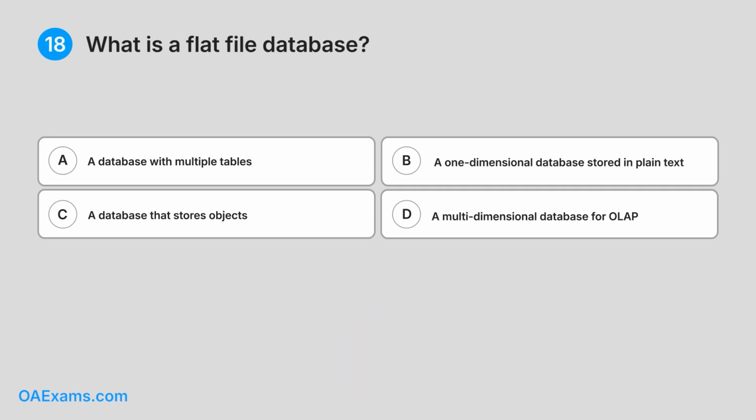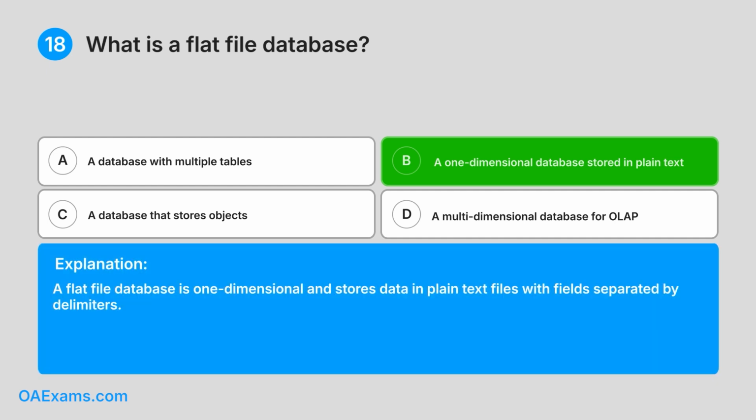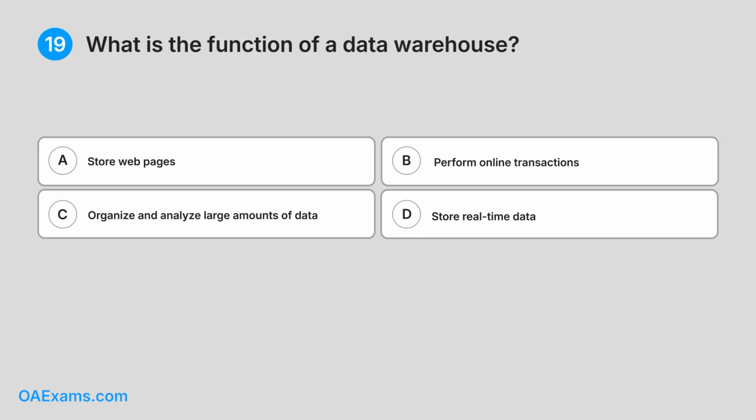Correct answer: B. A one-dimensional database stored in plain text. Explanation: A flat file database is one-dimensional and stores data in plain text files, with fields separated by delimiters. 19. What is the function of a data warehouse?